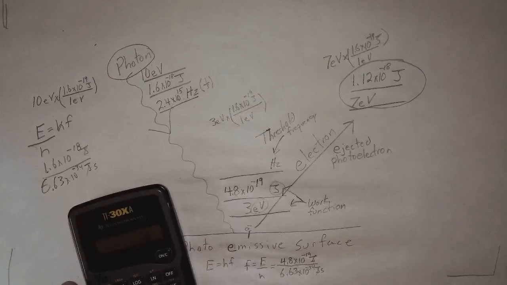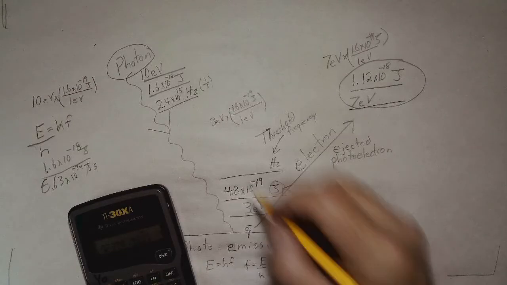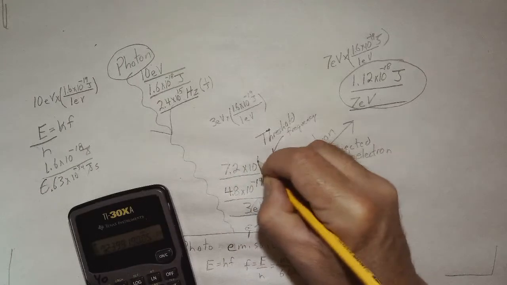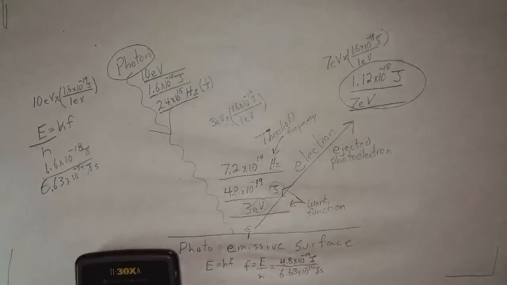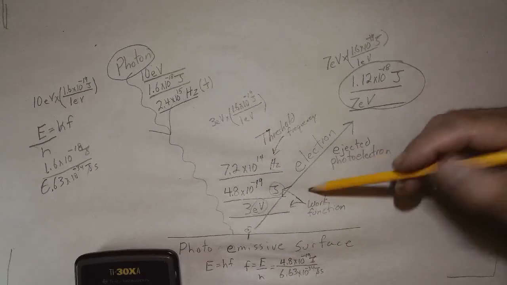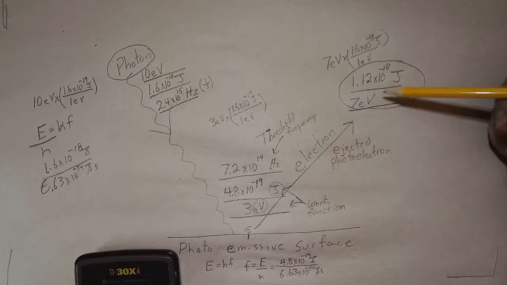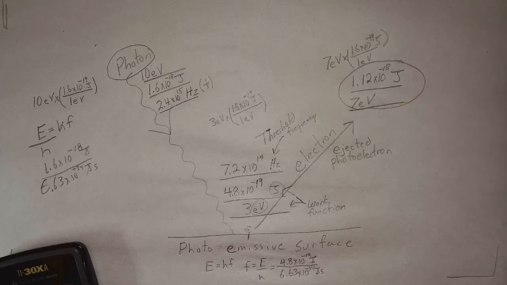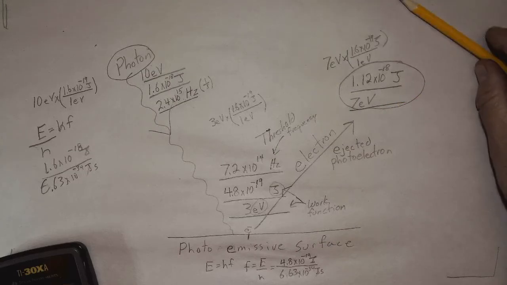4.8 E minus 19 divided by 6.63 E minus 34, and that's going to be 7.2 times 10 to the 14th hertz. And that is all there is to that. So we'll work out some example problems, but this is how you do it. And I'll go over that again in the next video.